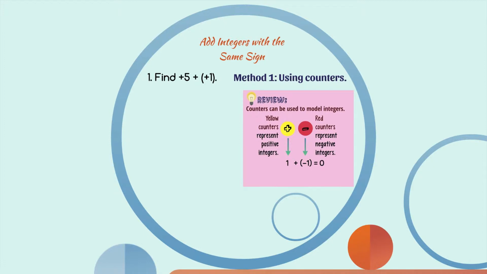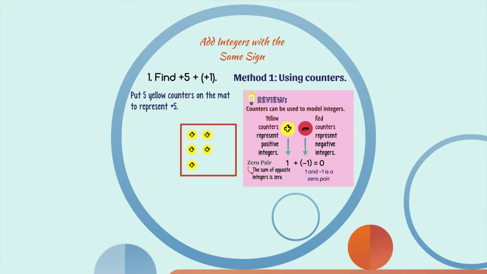From there, we can arrive with the definition of zero pair. It is when the sum of opposite integers is 0. Since the answer is 0 when we added positive and negative 1, then 1 and negative 1 are a zero pair. Let's go back to our example and start solving it using counters.